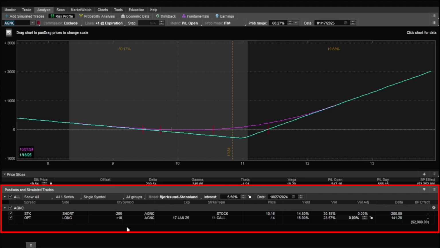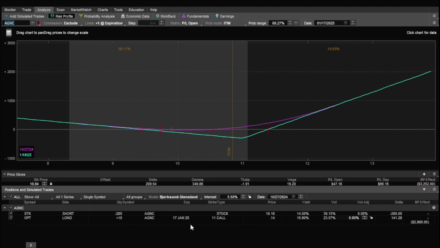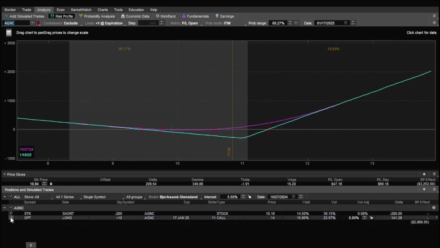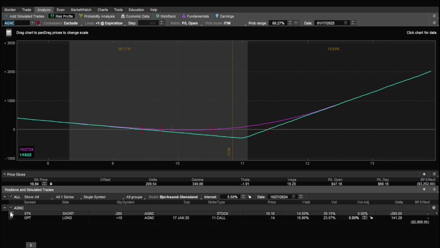And at the bottom, under positions and simulated trades, is where all my positions for this symbol will show up. If I want, I can check or uncheck each one to analyze them on the graph individually. I can also add orders before actually placing them to help analyze what that does to my risk graph and play out what-if scenarios. So let's go over this trade.